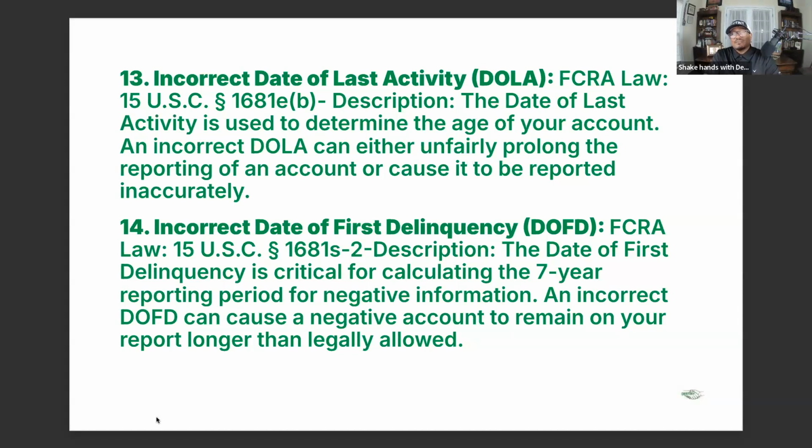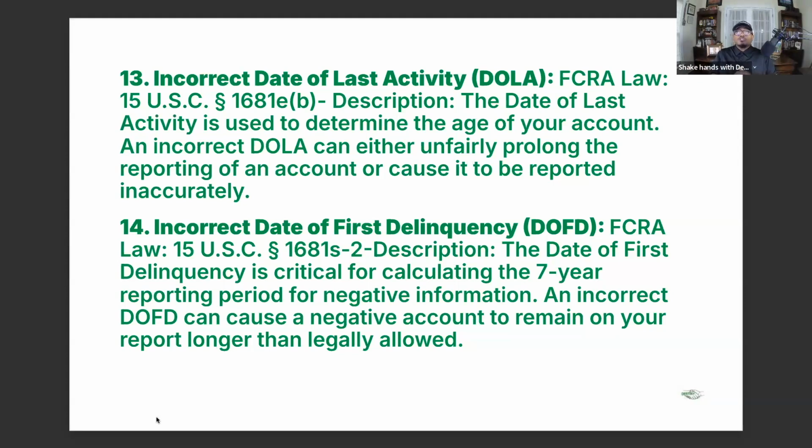So date of last activity, 99% of the time, is the last time you actually paid on that account. So if you had that account 2 years ago, and you made a payment in January of 2022, and now it's 2024, your date of last activity should not be currently 2024. That's what you call, again, re-aging your account, and that's now giving you a longer period of time for it to be on your actual account, okay? So we want to make sure we correct that, okay?